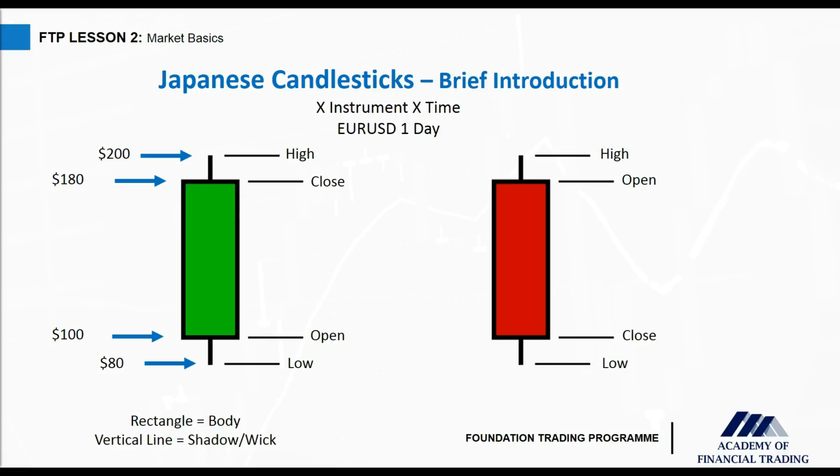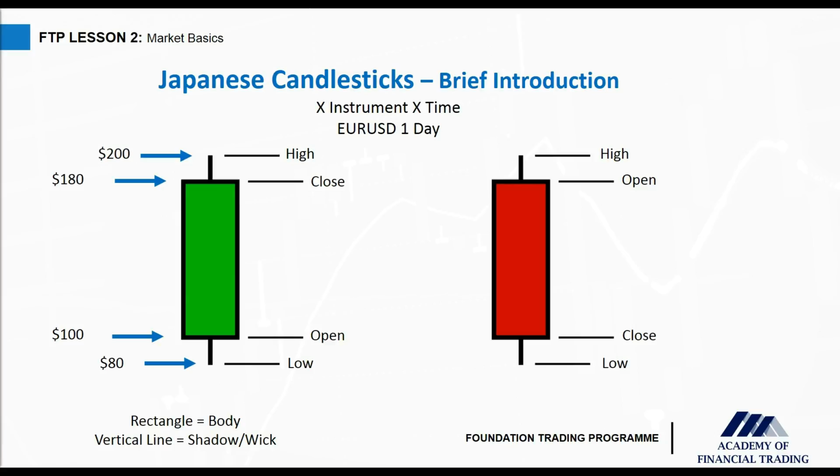Okay, now does that make sense to everyone? Is everyone seeing that the body is telling you the movement of its open and its close, and that the wicks are just, if it went beyond the open and close, that you see that. Now, you don't necessarily have to have a wick. If during the day, the highest it ever went up to was $180, and that's where it closed, you wouldn't have a wick at the top. The same way you wouldn't have a wick at the bottom.